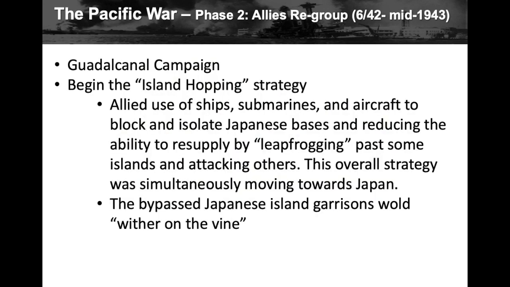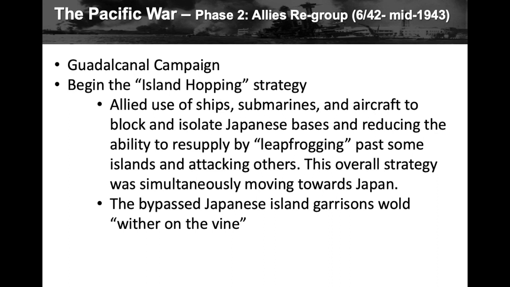Okay, so it begins with the Guadalcanal campaign. Again, we don't have a lot of time to get into all of this. You just imagine in your mind the Marines landing on the island, battling the Japanese in the jungles of Guadalcanal. It begins the island hopping strategy, and this is a definition of island hopping. The Allied use of ships, submarines, and aircraft to block and isolate Japanese bases, and reducing the ability to resupply by leapfrogging past some of the islands and attacking others.